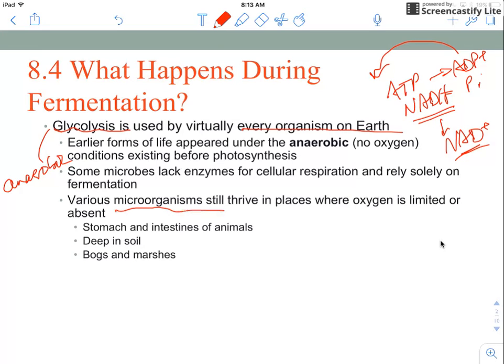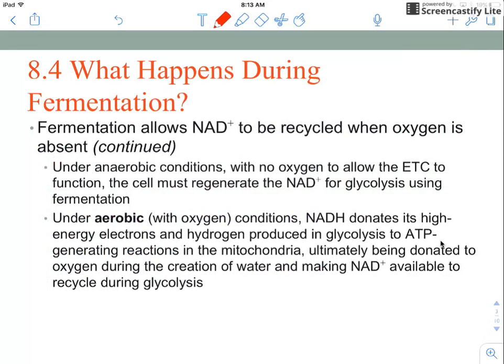Because lots of microorganisms thrive in places where oxygen is limited, or because aerobic organisms tend to consume ATP faster than they can make it, we need to have a way to make ATP when there is no oxygen. And that's fermentation. So the main goal of fermentation is to recycle NAD+. If it recycles NAD+, then glycolysis can continue.